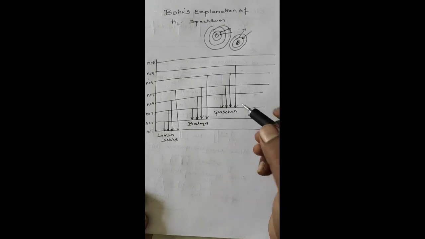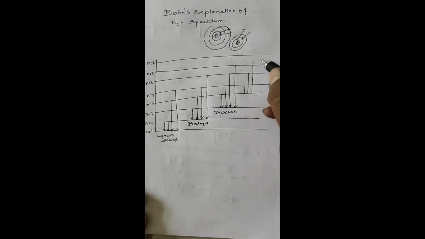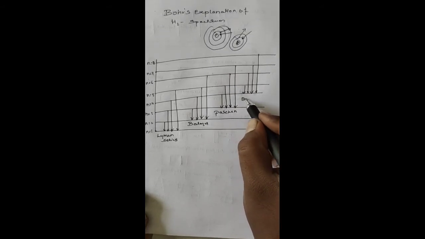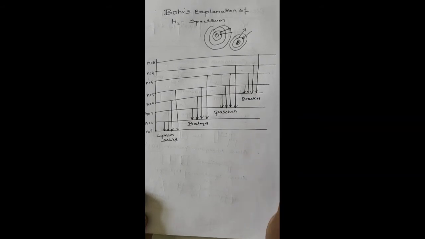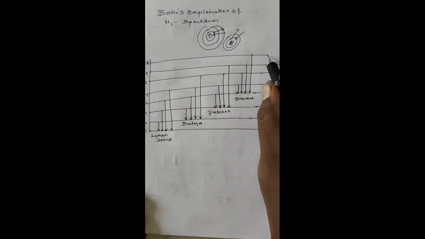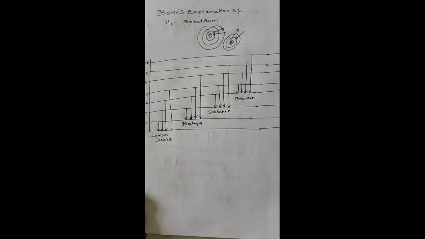Next, when electrons come from n5 to n4, it is called the Brackett series. We want to extend the lines. Last, taking n equals 6 to n equals 5, it is the Pfund series.